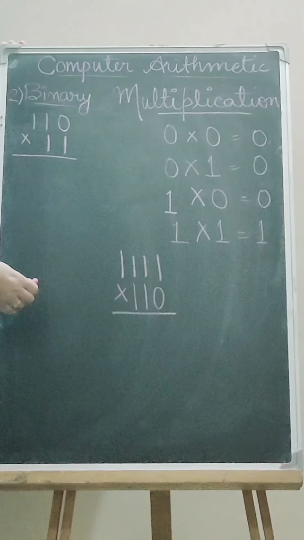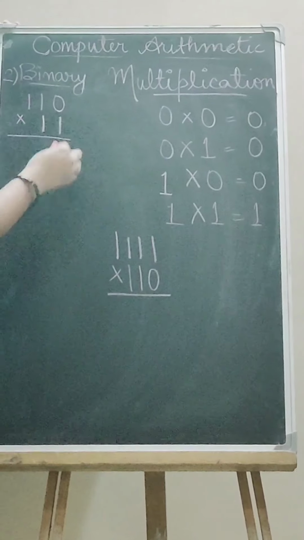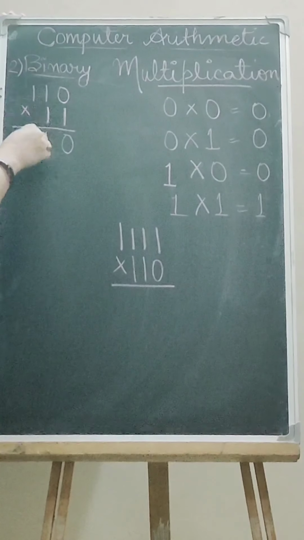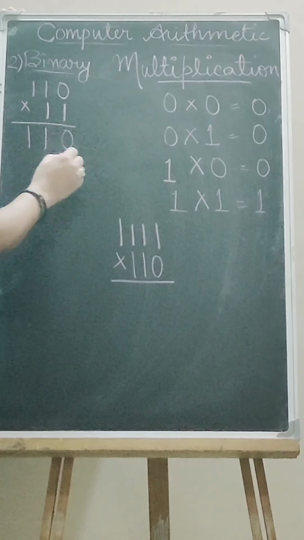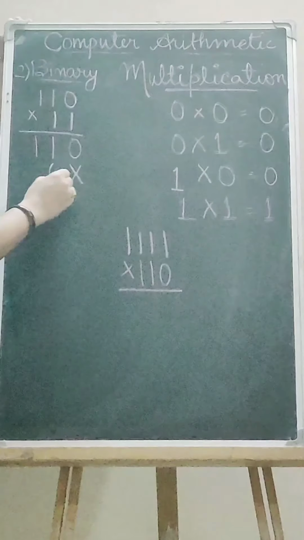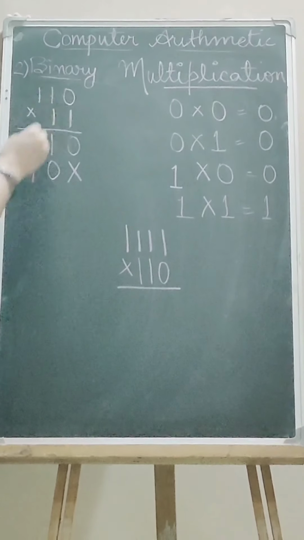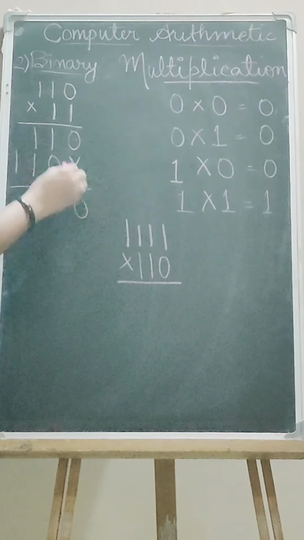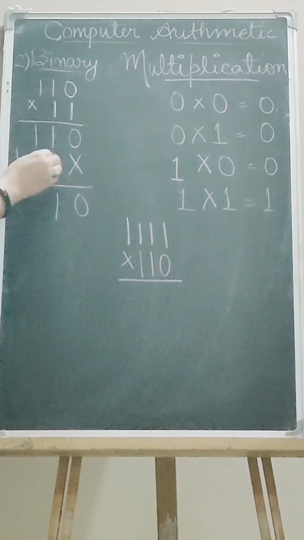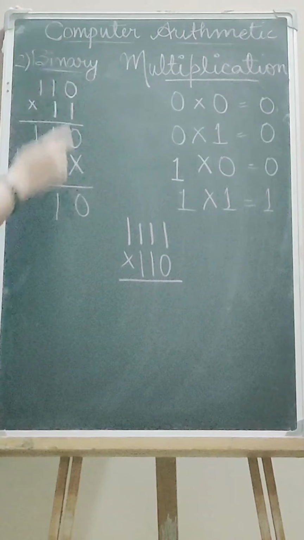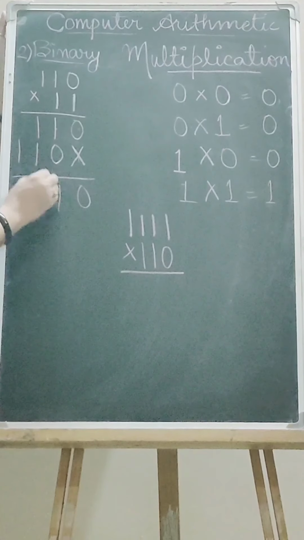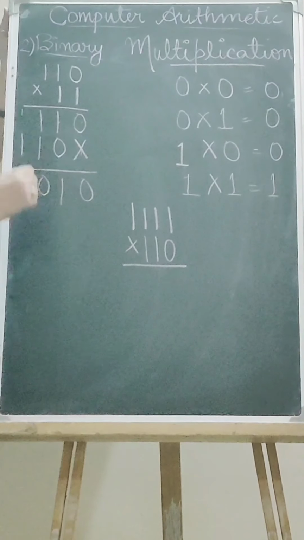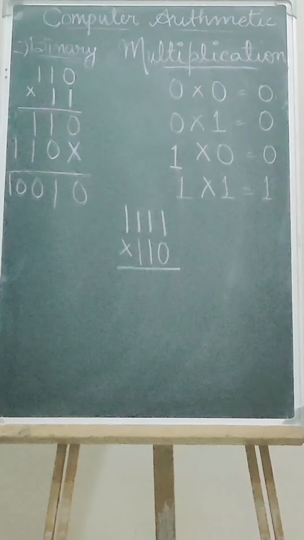Now let's come to the first example. 110 into 11. Now 1 into 0 is 0, 1 into 1 is 1, 1 into 1 is 1. Now the second one, then 1 into 0 is 0, 1 into 1 is 1, 1 into 1 is 1. Now we have to add these two numbers. 0, 1 plus 0 is 1, 1 plus 1 is 10. I told you in addition 1 plus 1 is 0 and 1 carry forward here. Again 1 plus 1 is 10. So students, like this we can do multiplication.